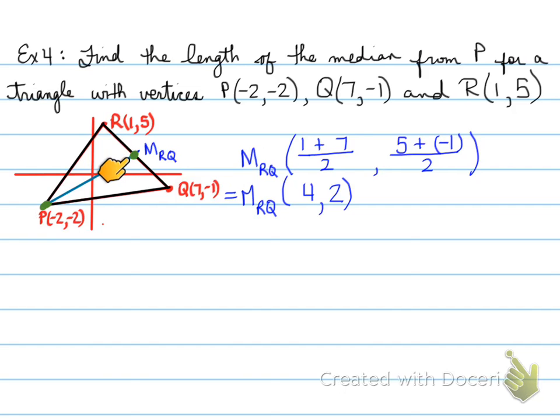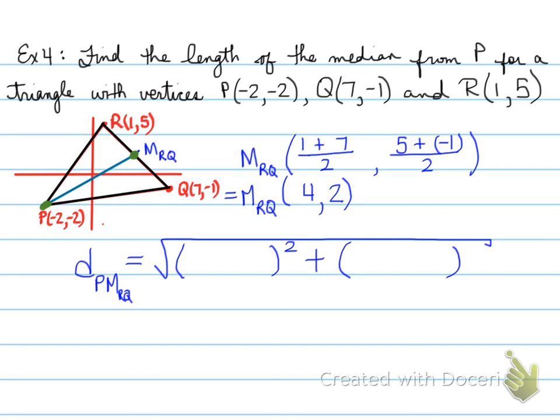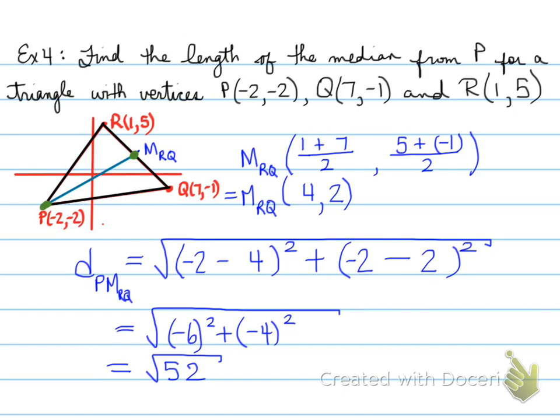We know the coordinates of the midpoint of QR, and we know the coordinates for P, so therefore we can find the length of P to the midpoint of QR. So the distance from P to the midpoint of QR is as follows. You have exactly like this with a root sign. You take the coordinates of P, put those in, take the coordinates of M, put those in, and find the value. Once you've found the value, the answer is root 52.